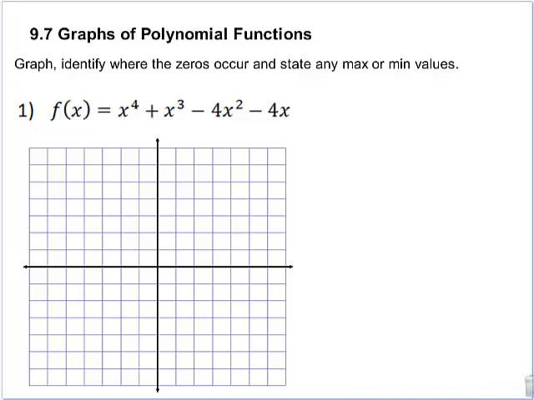Once we've done that, we're just going to make an XY chart to plot some points, and then plot those points on there and make sure our graph looks like what we thought the sketch was. Once we have the graph made, we're going to identify where zeros occur. So that's going to be where you cross the x-axis. And then state any maximum or minimum values. So you're going to state the point if you have a high point, or if you have a low point, you're going to state where those happen as well. Okay, so those we have to actually look at the graph to be able to find.